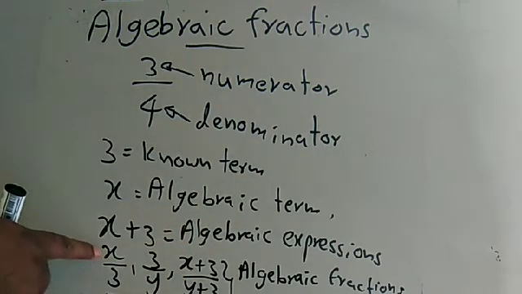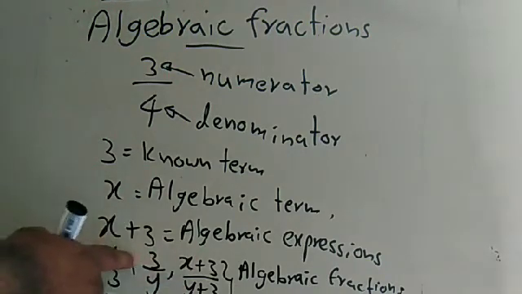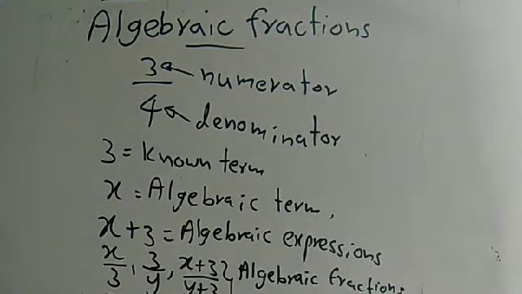Here, an unknown term, an algebraic term, is in the numerator. This is the denominator. Both numerator and denominator are there. It is called an algebraic fraction. Understand? Right. Now this is not an algebraic fraction.